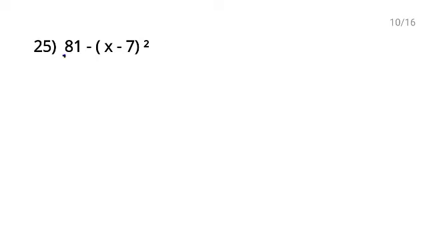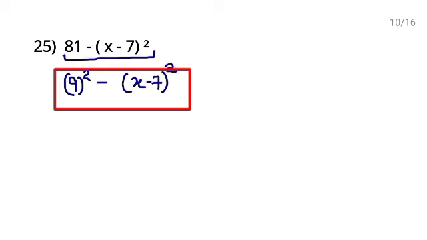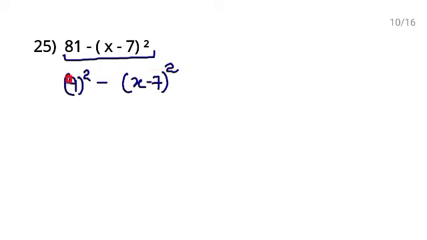Next question, question number 25. First of all, write it in the form of difference of squares. So 81 can be written as 9 9s are 81. It means 9 square minus (x minus 7) whole square. This is already in square, right? So this is in the form of a square minus b square, where a is 9 because 9 is squared, and b is x minus 7 because x minus 7 whole is squared, right? So a is 9 and b is x minus 7.